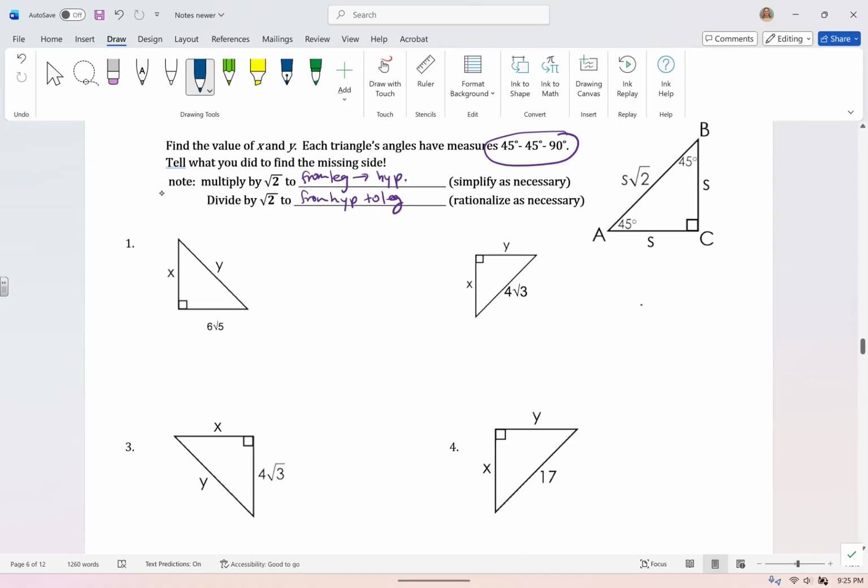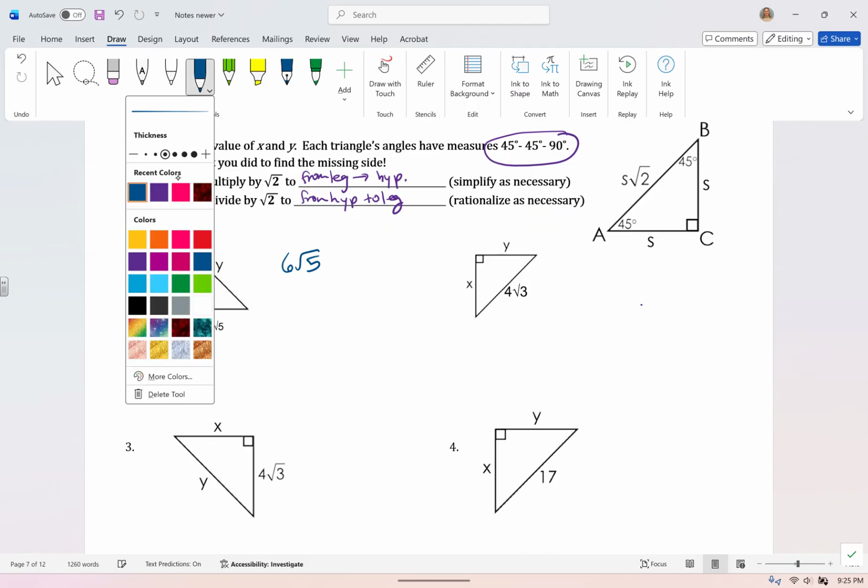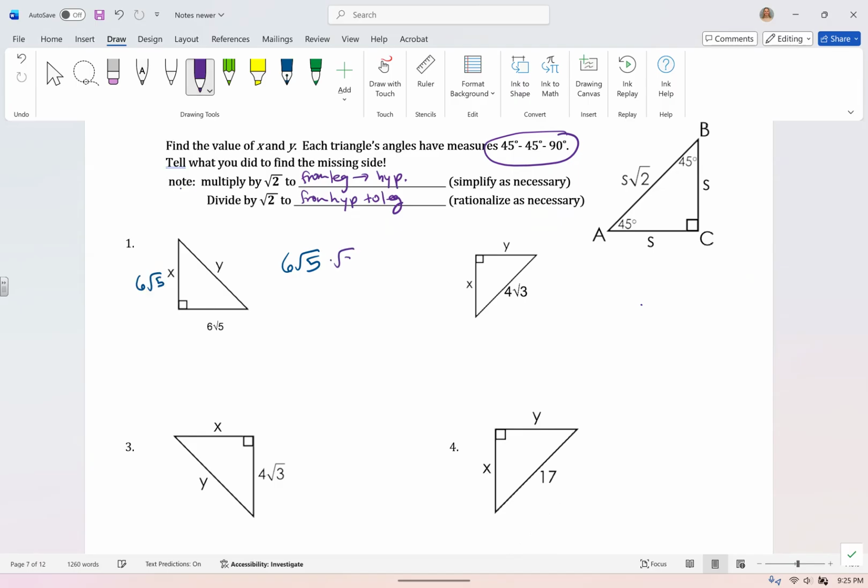So we would need to find these missing sides. And so we know that the legs will be both the same. And then to get to the hypotenuse, we are going to times it by root 2. So 6 root 5, and you're going to times that by root 2. And you get 6 root 10. And that's units.